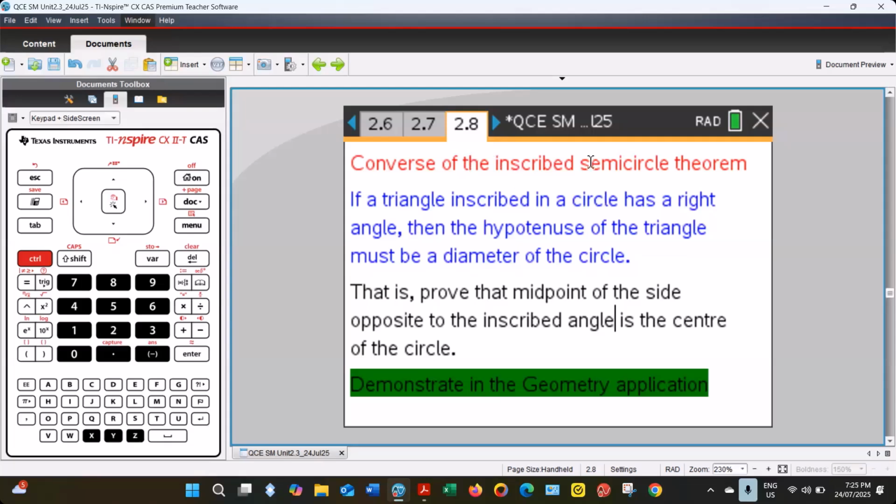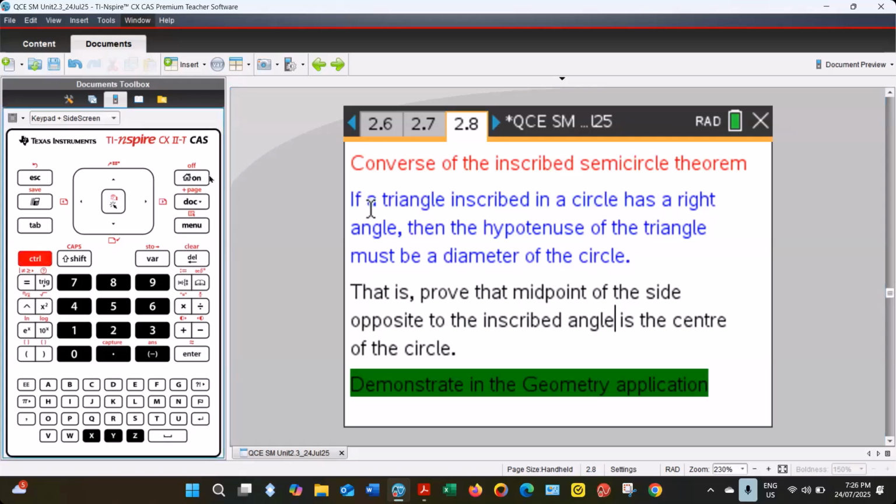Okay, so the converse of the inscribed semicircle theorem. If a triangle inscribed in a circle has a right angle, then the hypotenuse of the triangle must be the diameter of the circle. That's the converse of the inscribed semicircle theorem. One way that we can prove that is to prove that the midpoint of the side opposite the inscribed angle is the center of the circle. So let's see if we can demonstrate that.